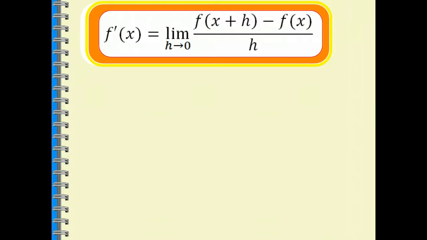function called f prime, and that is simply equal to the limit as h approaches 0 of f of x plus h minus f of x, all divided by h. And so we've defined this as the slope function. We can find the slope. This is still going to remain the same, but now we're going to call this a little different.